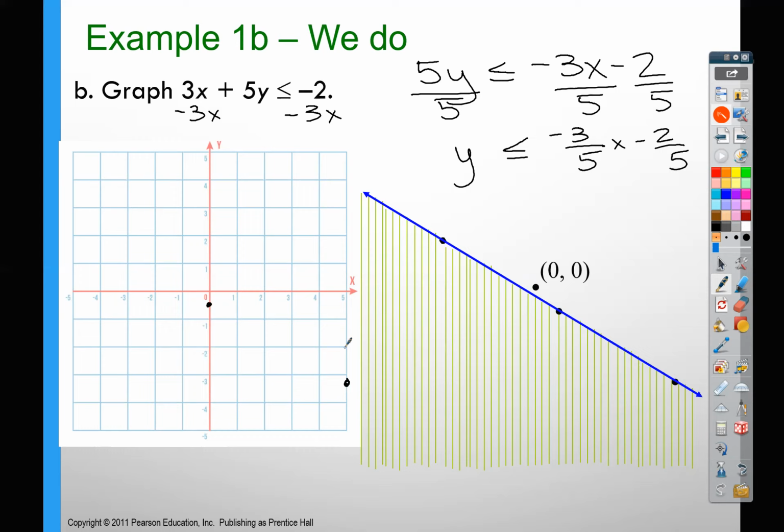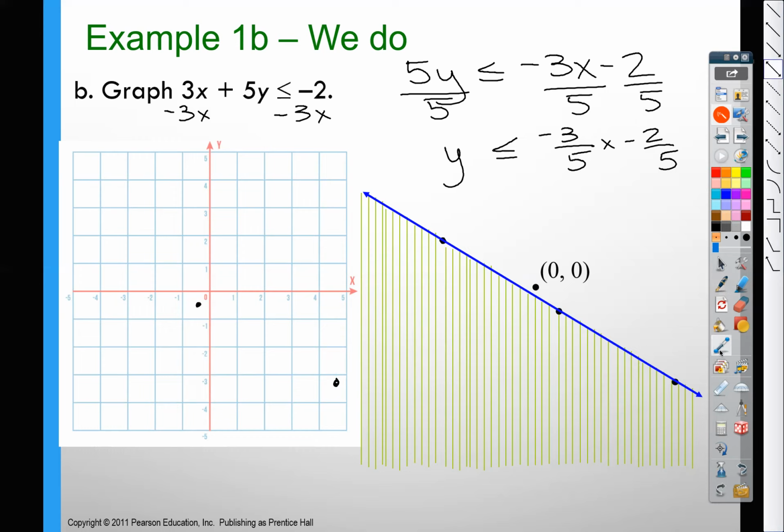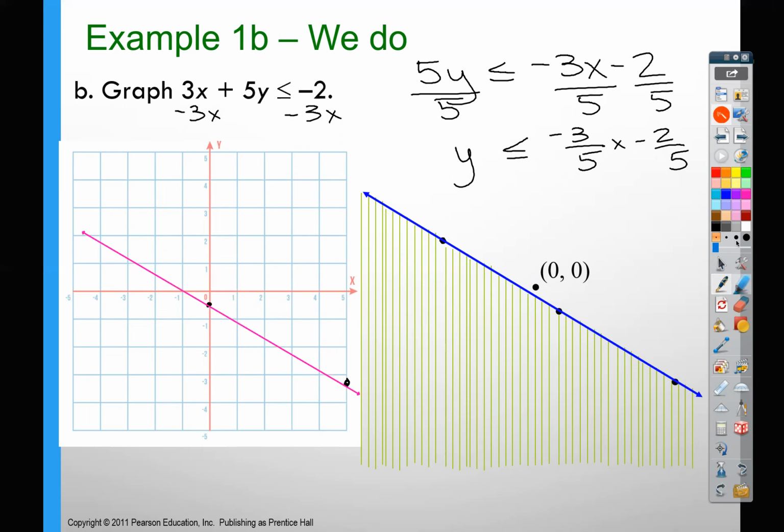And we're going to use a solid line because it says it's less than or equal to. So I'm going to draw a solid line this time through those points. And you can come back on top of it with a dark pencil and shade in if you want to. So we know it's a solid line. Okay. You can do that if you want. And then you're going to shade.